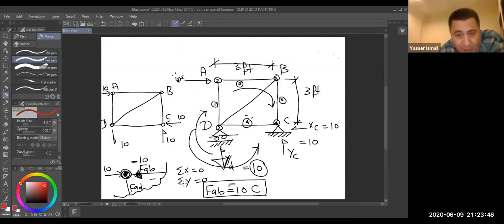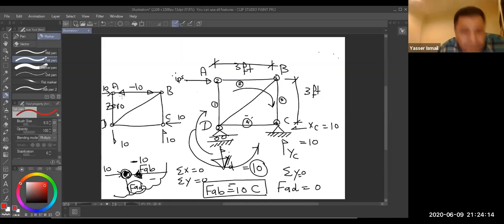Take sigma y equal 0. Yes, 0. So FAD equal 0. There is no vertical force or inclined force or whatever in the y direction. So for sure this force is equal 0. This force is equal 0. And this force is compression minus 10. See now, by method of joints, you can calculate all the internal forces.